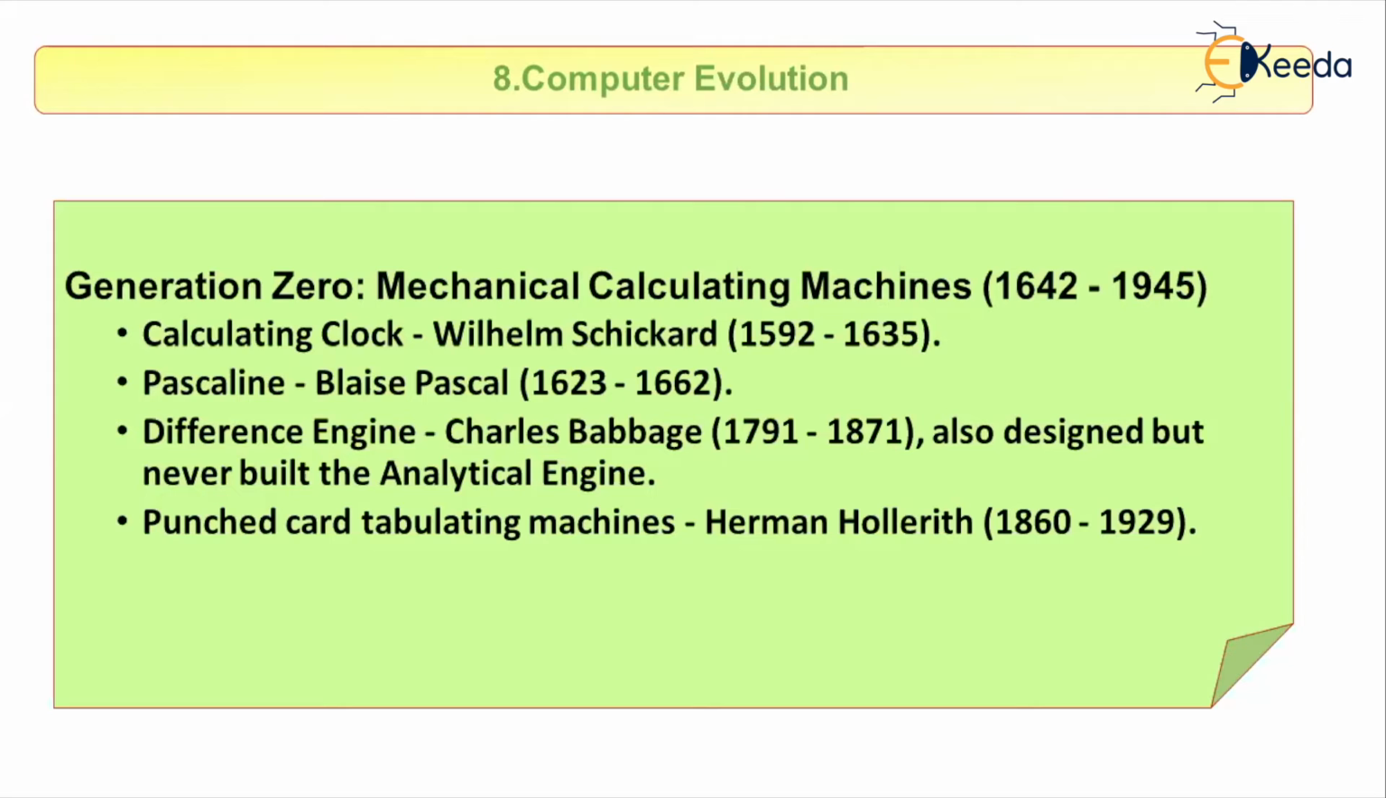The other evolution that took place was punch card tabulating machines. That was done by Herman Hollerith, in the years 1860 to 1929. So this was called generation zero because during that time computer was just an evolving business. It was just growing. People were doing research on it in different forms. And during that period, from calculating clock to Pascaline to difference engine, analytical engine, computers have grown.